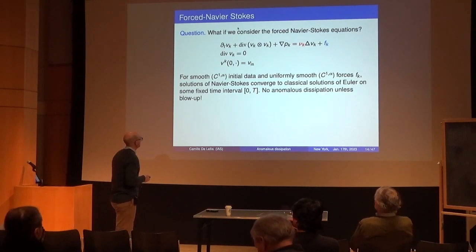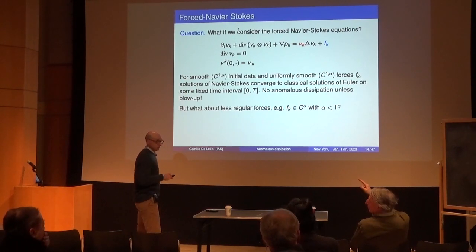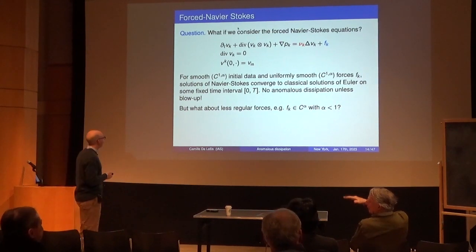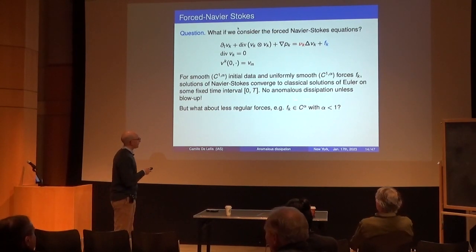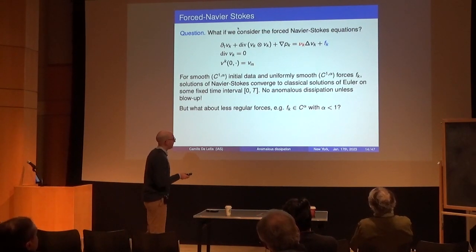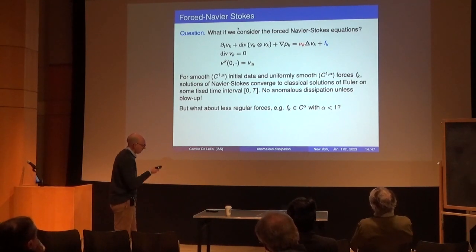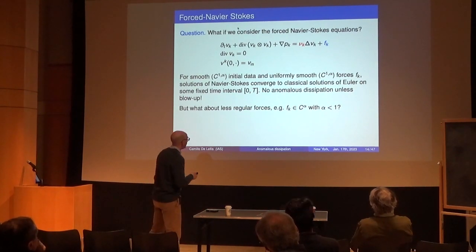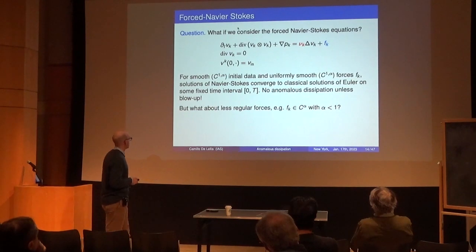And so see, all these talks are related. C1 was in the other talk. Yes. Right. So here, for instance, it tells you, what if I take Fk in C^alpha, with alpha less than 1? Then obviously the heat equation is not going to make any dissipation more than it should do. And maybe the Navier-Stokes does.